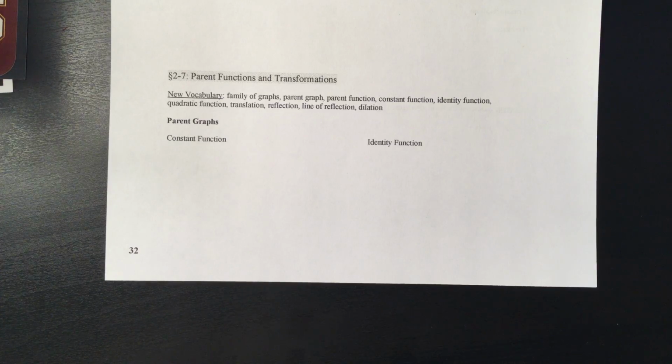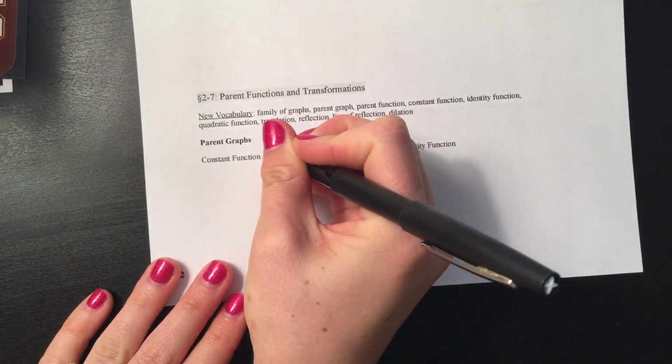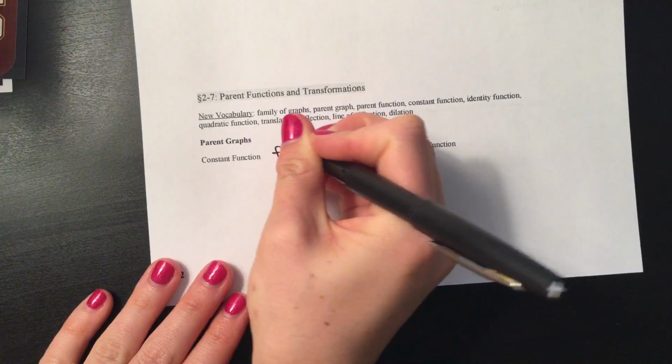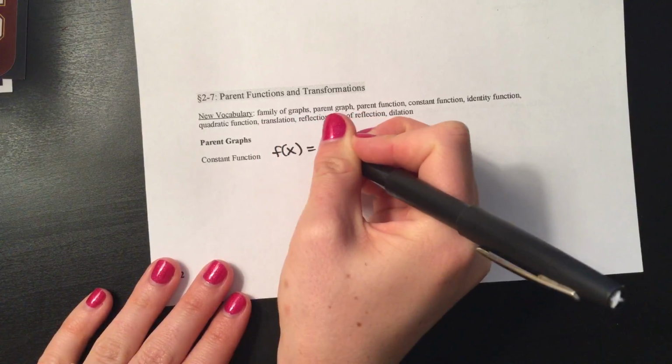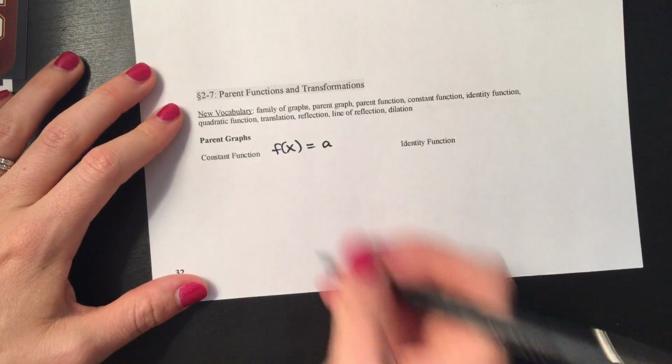And more importantly, we're going to talk about what it means to be a parent function and what it means to transform that parent function into a different function. So first one is a constant function, and we've seen those already. So these are something of the form f of x equals a. So a is just going to be some sort of constant. So here's what the graph will look like.